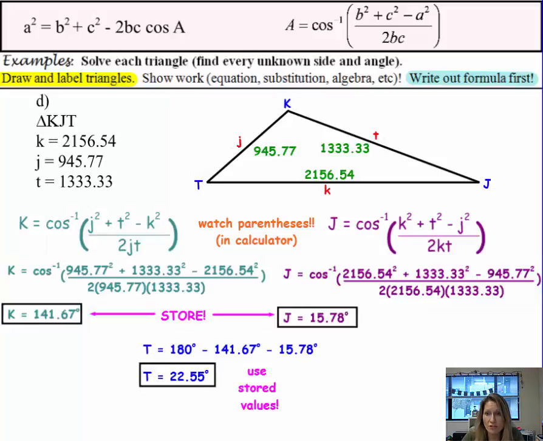So at this point, you can check all of your work, double check your diagram. Did you label angle K as well as side K and the length for K? Did you label angle T, side T, and the length? Same thing for J. Did you write out your formula with just letters for both of these? Did you write everything out that you were going to plug into your calculator? And last but not least, did you get the same final answers?